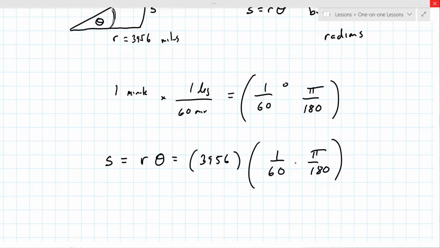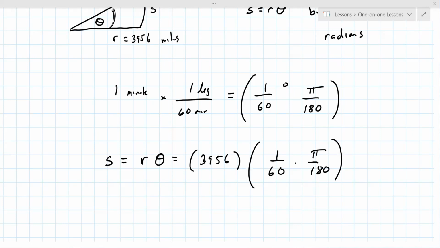So you do the stuff inside the parentheses first. You would definitely need a calculator. You couldn't do this without that. So it's 3,956 times pi over 180.